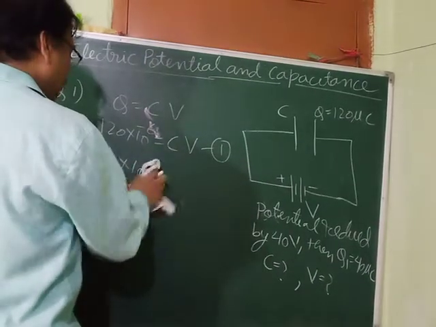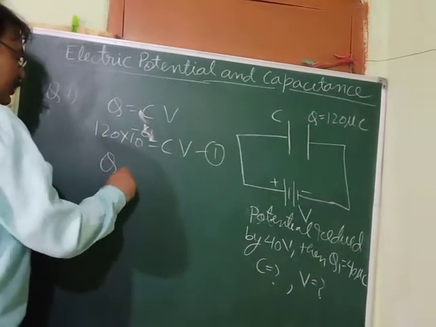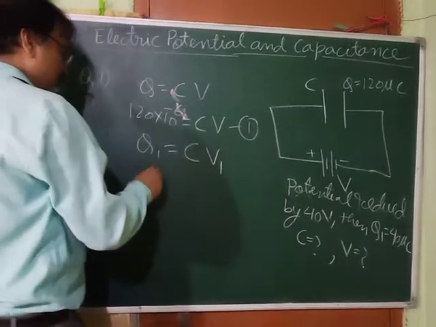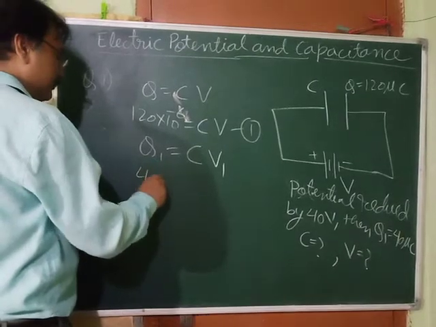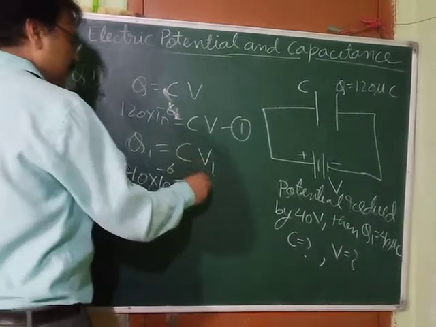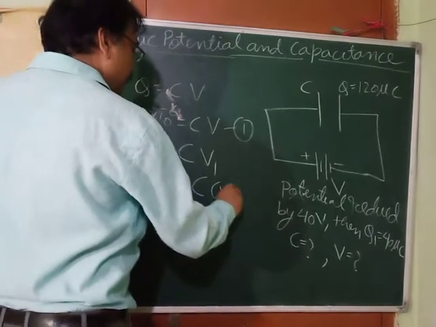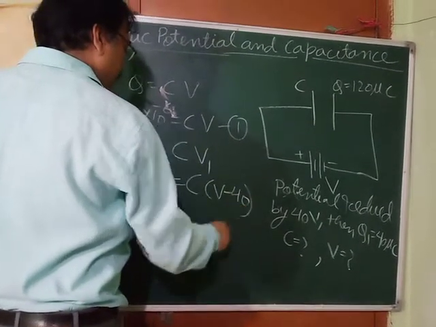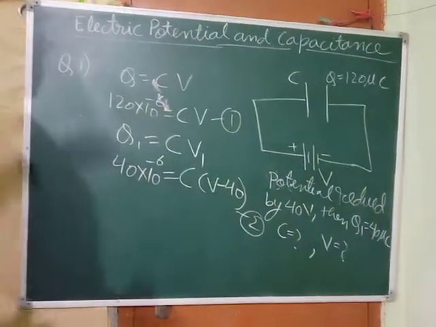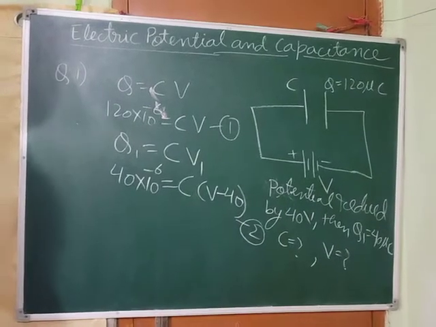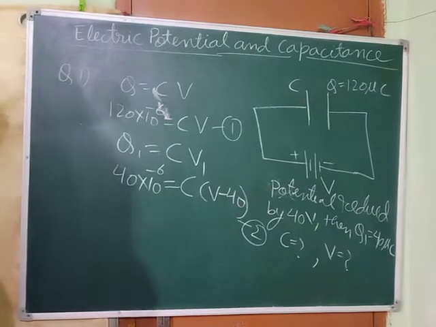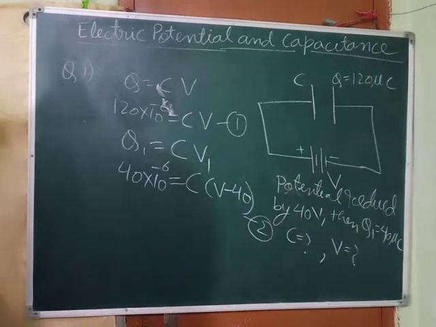Let us write the formula like this: Q1 is equal to C V1, because C will remain the same. Q1 is 40 into 10 to the power minus 6 because of microcoulomb. C is constant. V1 is V minus 40. This is equation number 2. Now we have two equations and two unknowns, and we have to find C and V.